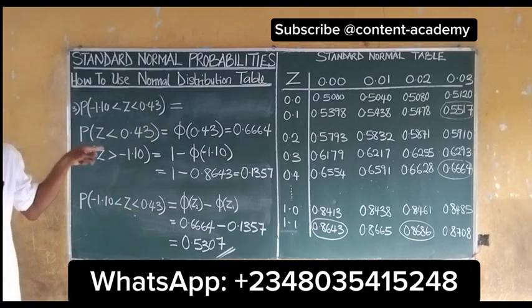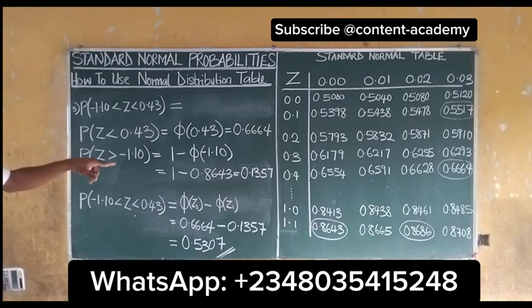This is simply how to use the standard normal table to compute probabilities for the normal distribution.